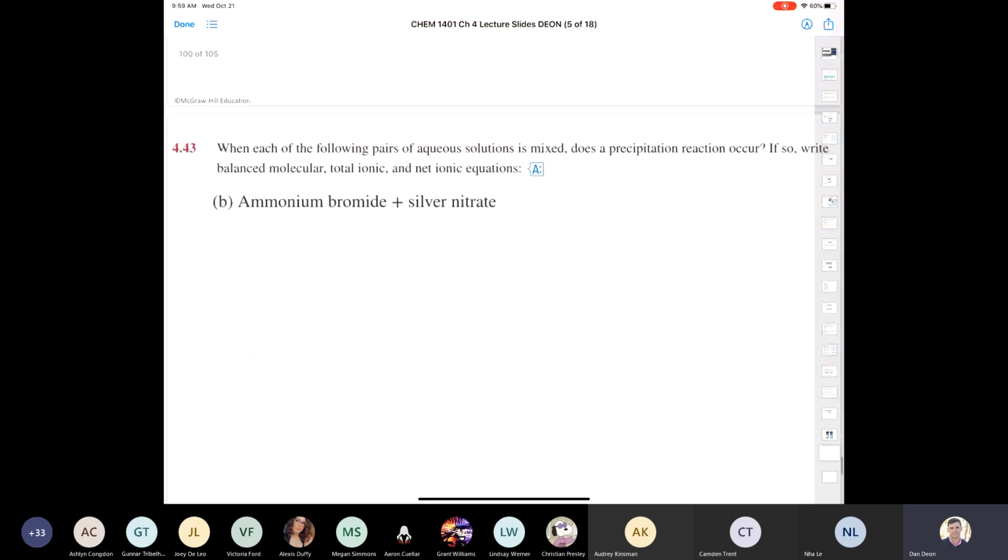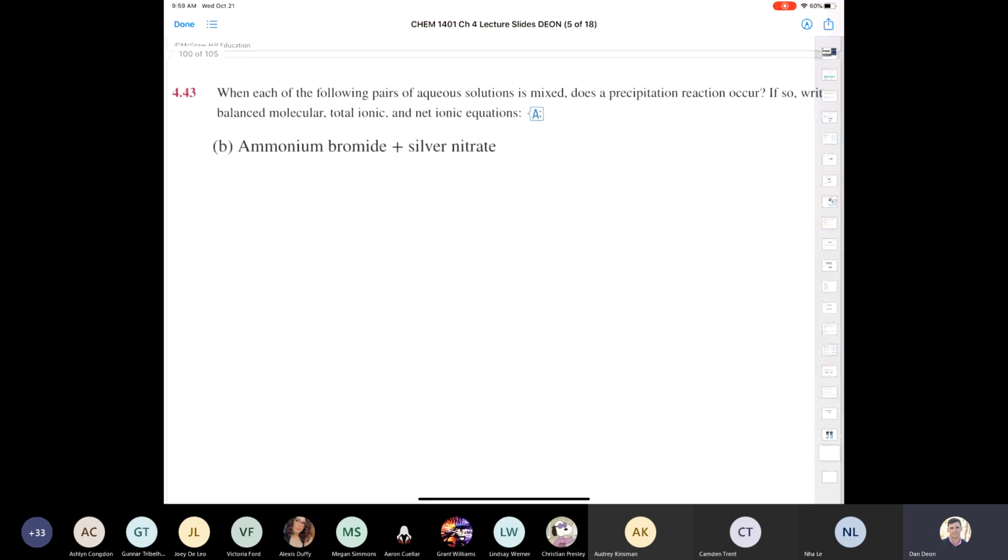Let's try this question, 4.43. This question says, when each of the following pairs, and there's only one, of aqueous solutions is mixed, does a precipitation reaction occur? If so, write balanced molecular, total ionic, and net ionic equations. I'm going to assume that at least one person who's hearing the sound of my voice tried these problems before coming to class. Can anybody tell me, is there a precipitate formed? And could you tell me just what it is for the people who did the problems ahead of time? You can write the formula or write the name. Who tried this problem?